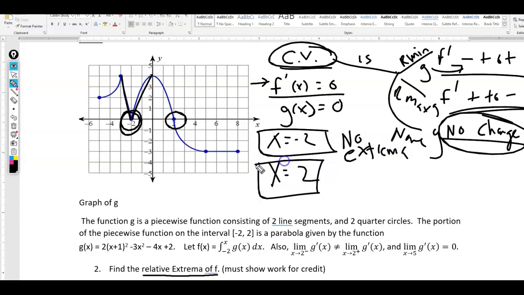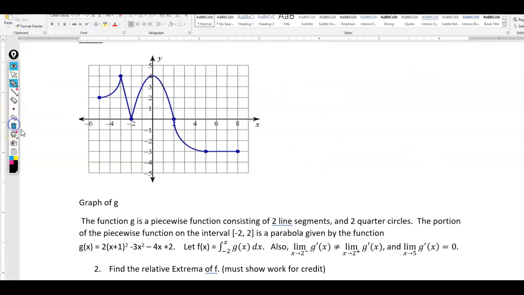Let's check out x equals 2, though. At x equals 2, g, the function g, is going from a positive to a negative. So g is going from positive to negative, and g is f prime. That means f prime is going from positive to negative, which means it's a relative maximum. Okay, so our answer then to this question will be, that was me just teaching, but here's how you should write it. You should say x equals 2.